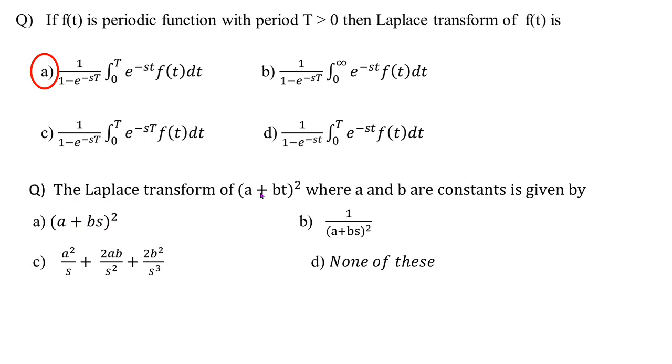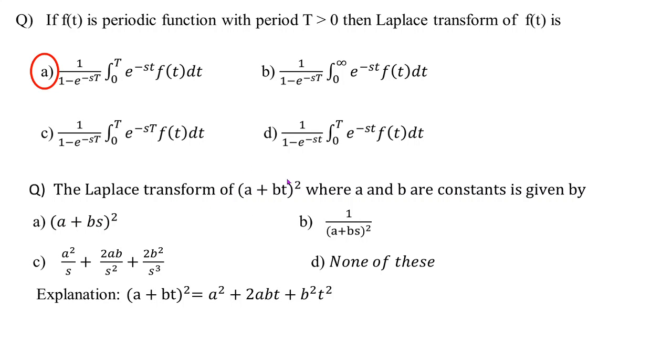Now, the Laplace transform of a plus bt whole square, where a and b are constants, is given by. Sometimes people have the concept in their mind that t is getting transferred to s. A function of t is getting converted to a function of s. So whenever they observe such types of options, sometimes by mistake they choose option number A, but it is not like this. T is not getting converted to s. A function of t is getting converted to a function of s. So this is not the correct one. Many times students select this option number A. So what to do in this case? What will we do?